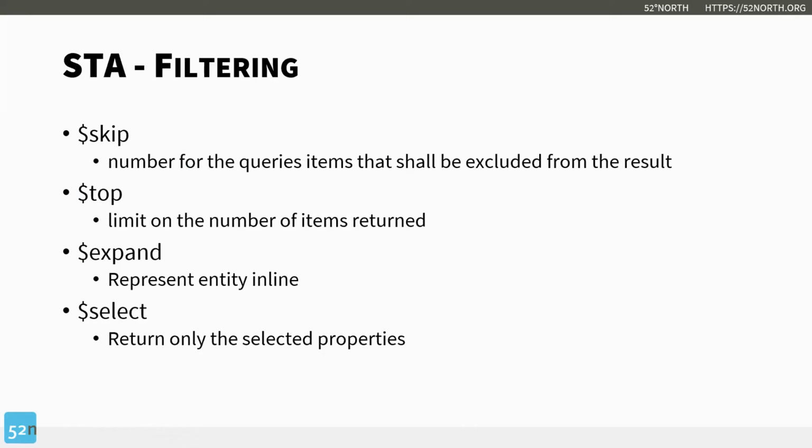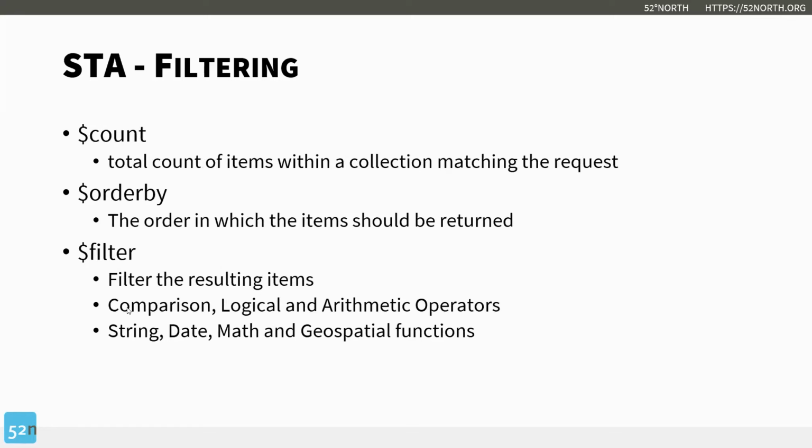With expand, we can get referenced entities in a certain resource also directly expanded, completely included in the element in the response. And we can also select certain properties which shall be returned. So we can say, okay, I would like to get a list of all my features, but I just want to have the names of the features. So you can compress the responses that you get.